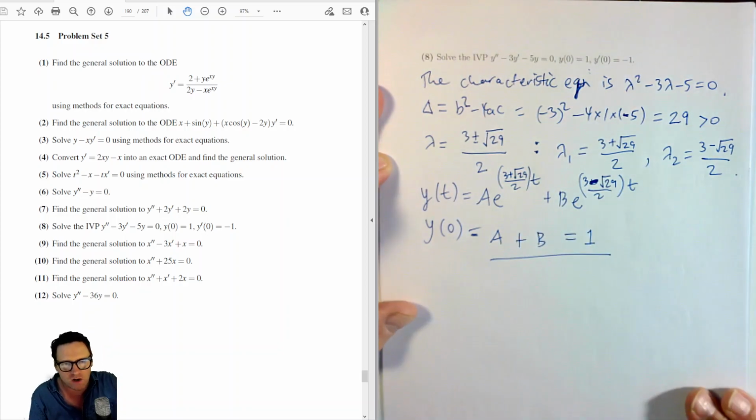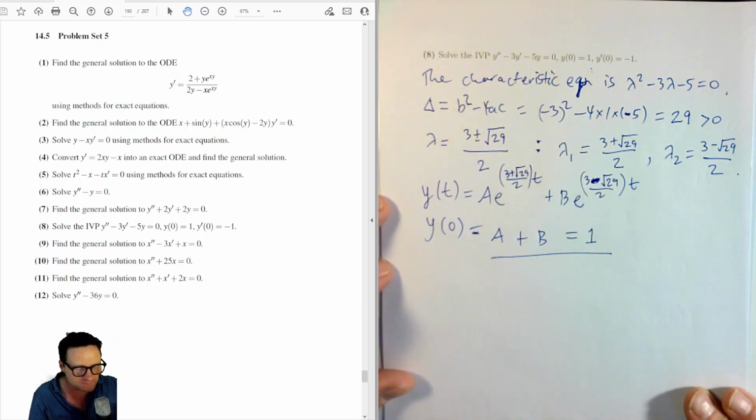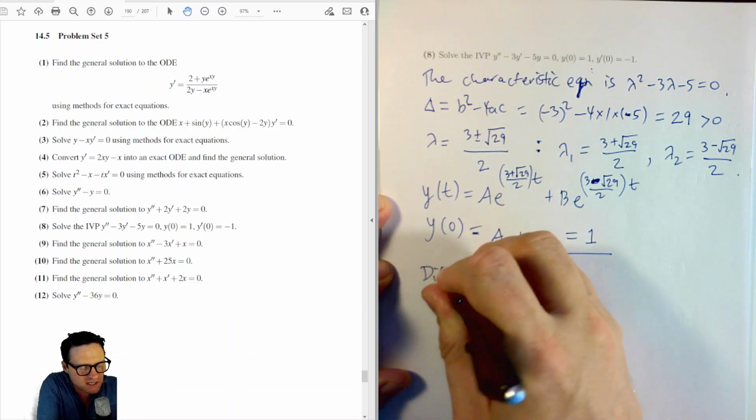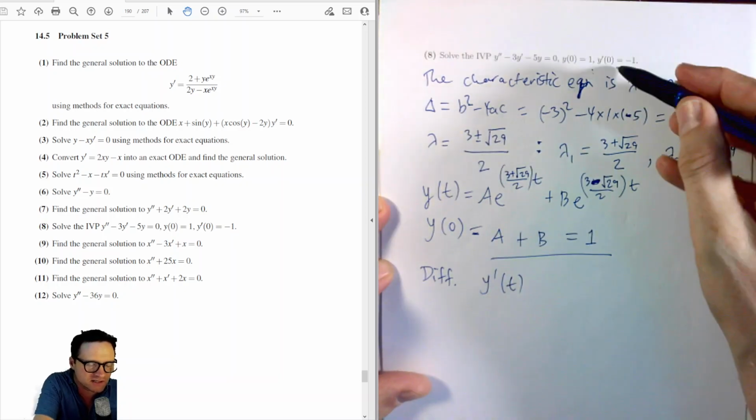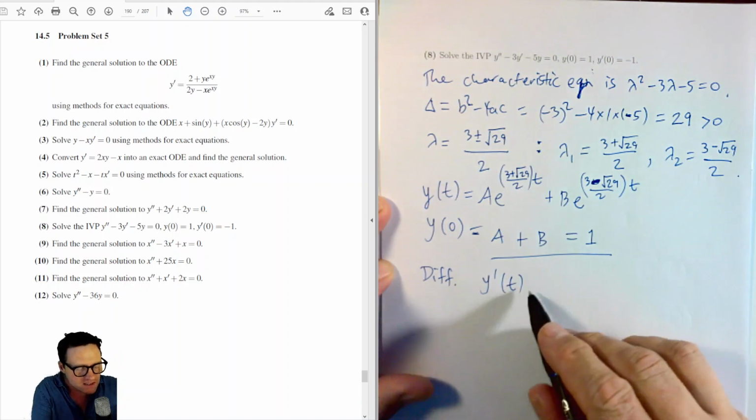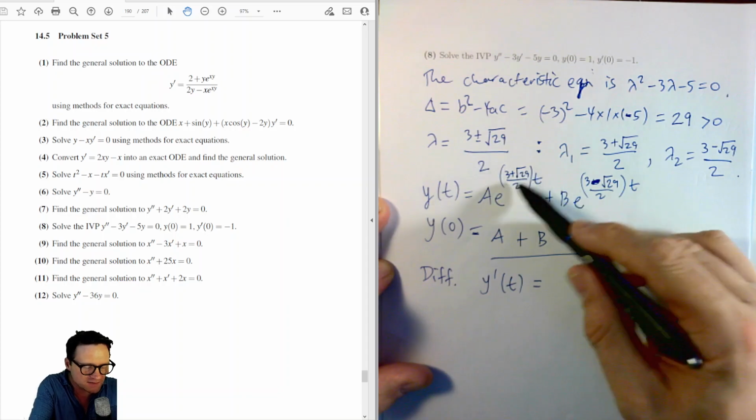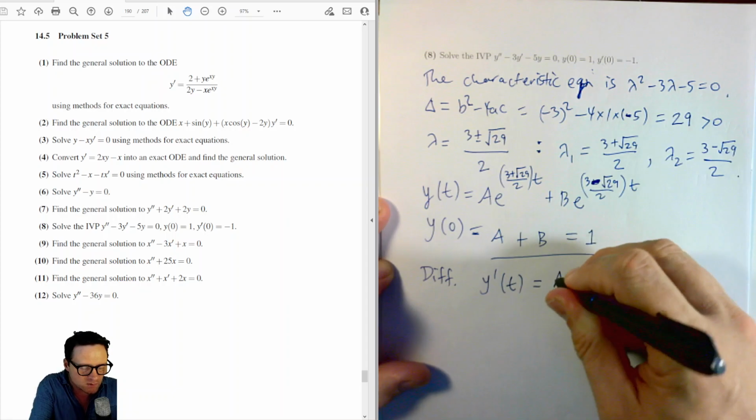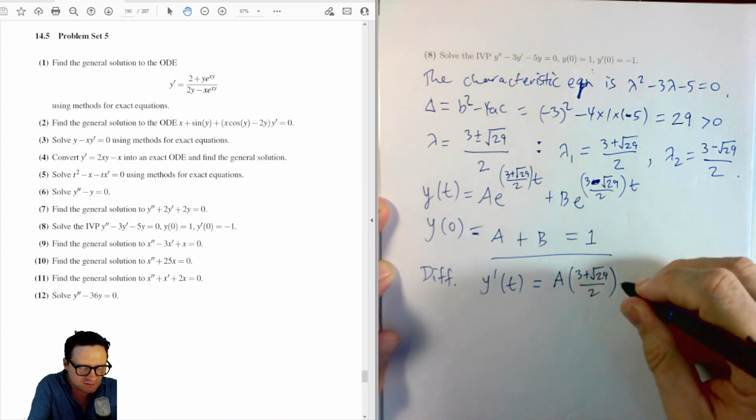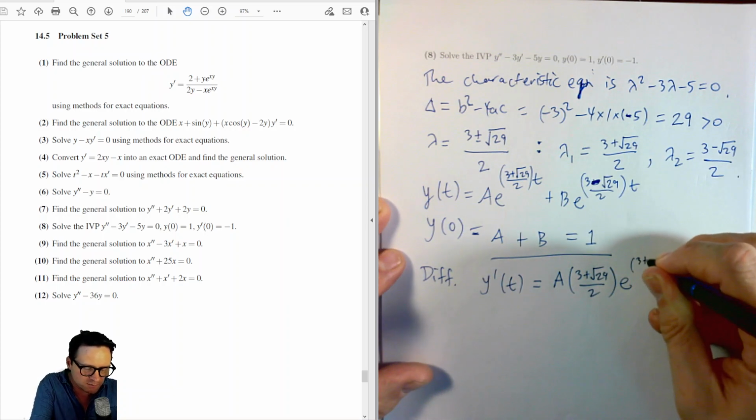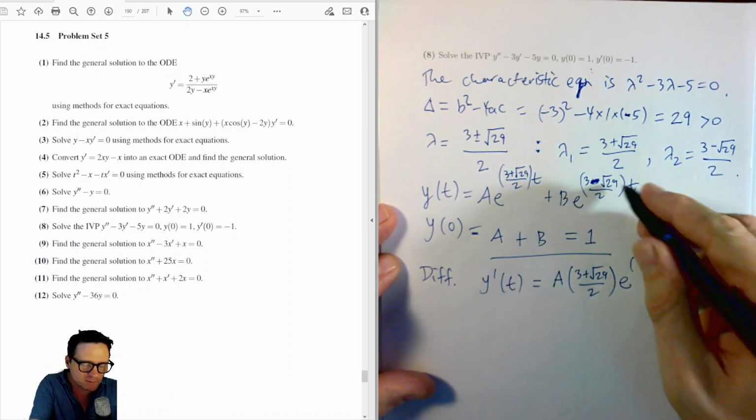Okay, and this gives us one equation. Now, for the other one, we need to differentiate this right here. So differentiating, we have y dash of t, because this is given in terms of y dash of 0. So we need the derivative of this. And so when we differentiate this, we bring down that constant next to the t, and so we have a times (3 plus root 29) all over 2, e to the power of (3 plus root 29) all over 2 times t, and then similarly for this one.